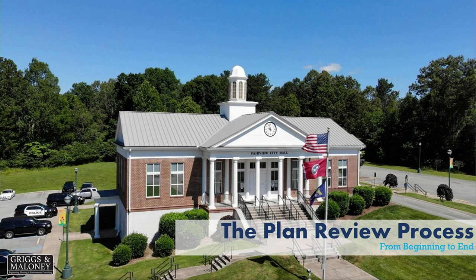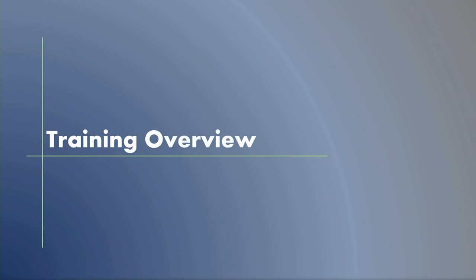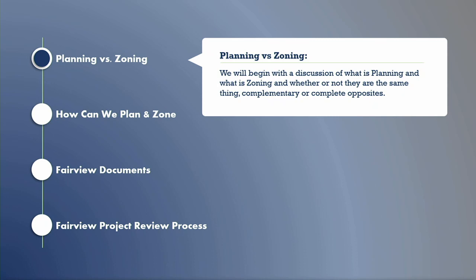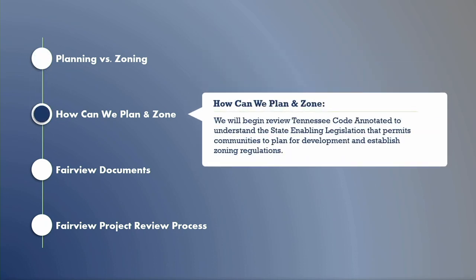So the training will be in four parts. First, we'll do a little background, a look at planning and zoning: how are they similar, how are they different? After that, we'll move on to how we can plan and zone. This is looking at the legal basis for planning and zoning, how we can do what we do.